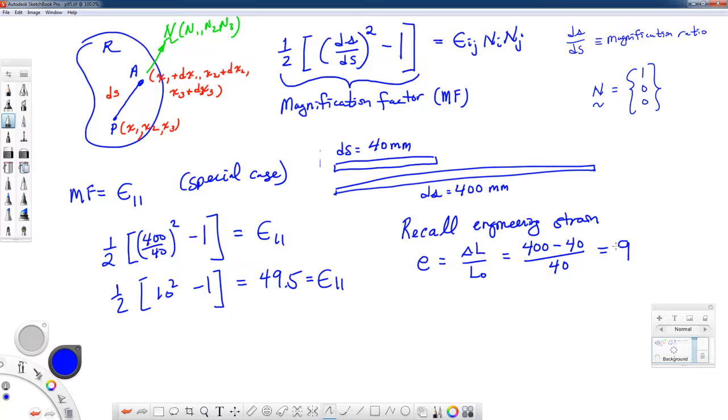Okay, so we have this kind of difference here between this thing that we're calling the Green-St. Venant strain tensor. We got a 49.5 for that component, and here for our engineering strain we got 9. Again, that doesn't seem to make a whole lot of sense, but it does illustrate the difference when we have finite deformation as opposed to what we usually deal with for most metals, very small amounts of deformation in the material. Well, let's look at this special case again, but now instead of looking at a rubber strip, let's take a look at steel.